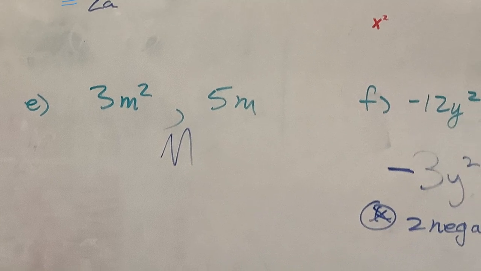Now, for this one here, the only thing that we can have is the letter M. The reason why is because the GCF of 3 and 5 is 1. But for M squared, we look at the M's and we look for the lowest power. So the lowest power is M. And that's how we got M for this problem.